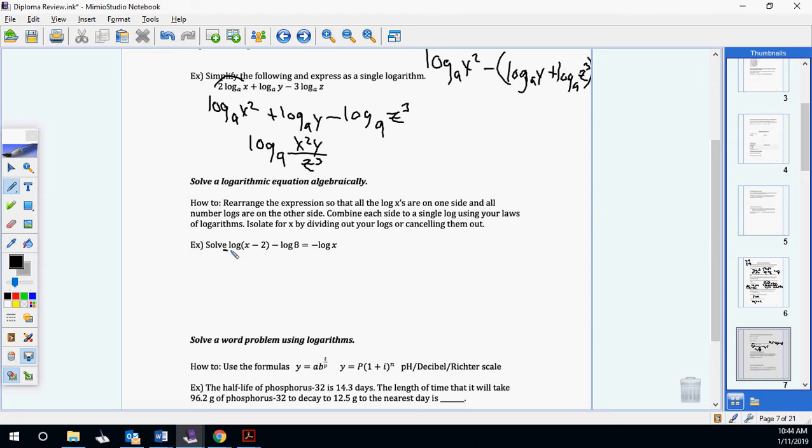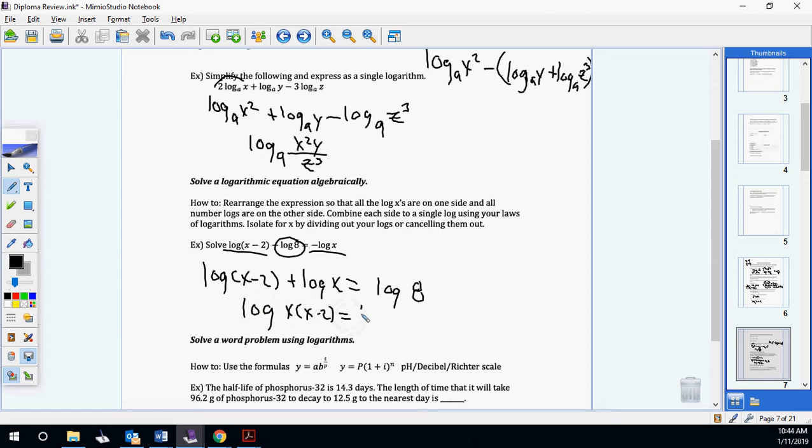So looking at this, those have variables. So we want to get those together. Log 8 is a value. So that's like a constant. So we can move that one away. Okay? So I want to go like this. Log x minus 2 plus, because I add this log x over. And I'm going to add the log 8 to the other side. And I'll show you why. So then that means that log x times x minus 2 equals log 8.